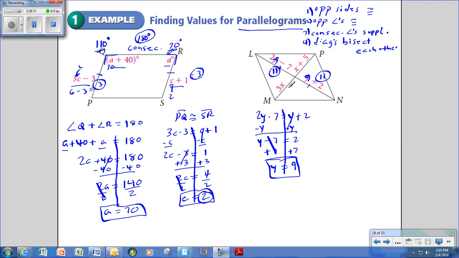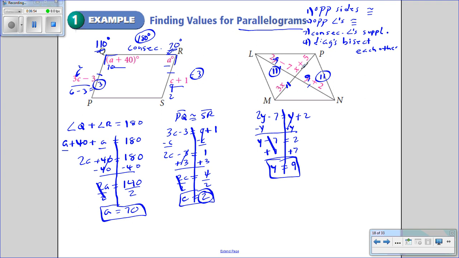We're going to work that same concept with this diagonal. That diagonal, PM, is cut in half by the other diagonal, okay? So I'm going to set those equal. 3x equals x plus 5. Solve for x. Subtract x from both sides. Those cancel. 3x minus x, 2x. Bring down that 5. Divide both sides by 2. X would equal 5 divided by 2. That's 2.5.